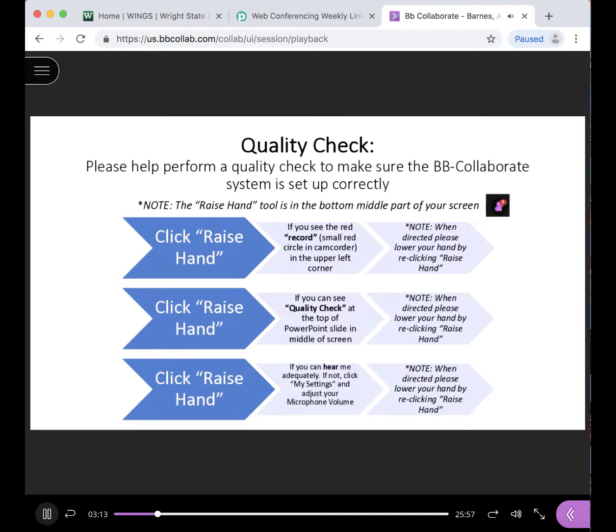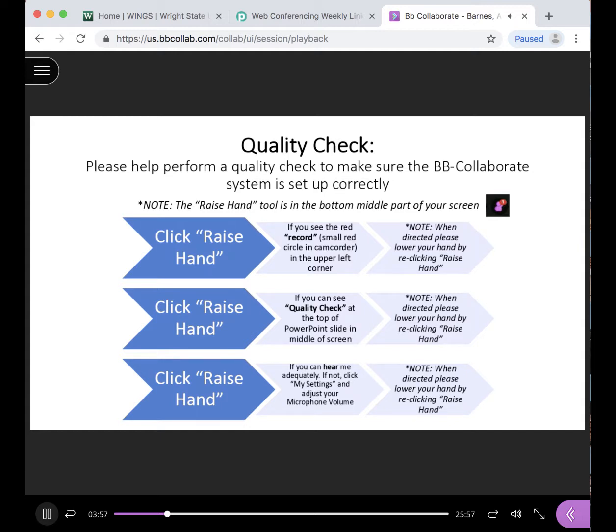Next, we're going to do a little quality check. You want to make sure the system is set up correctly. So please click raise hand, and that is that little purple icon that looks like a person with their hand raised. First, if you see the red record, which would be a small red circle in the camcorder icon in the upper left corner, please raise your hand. Okay. Now click that again, which will lower your hand.